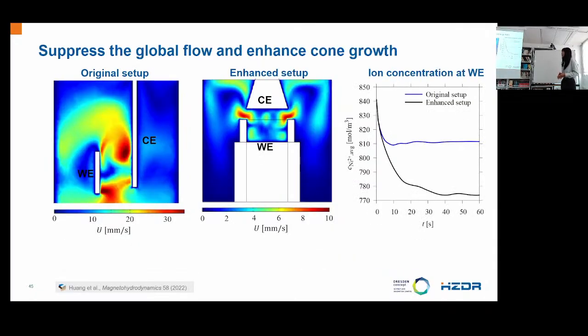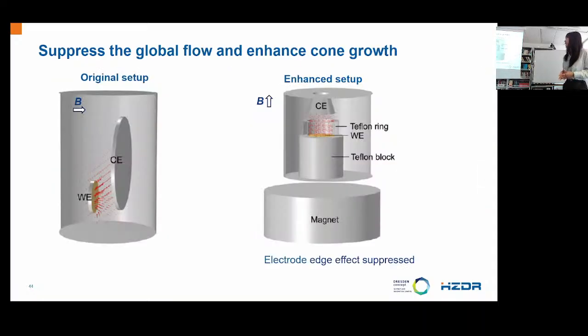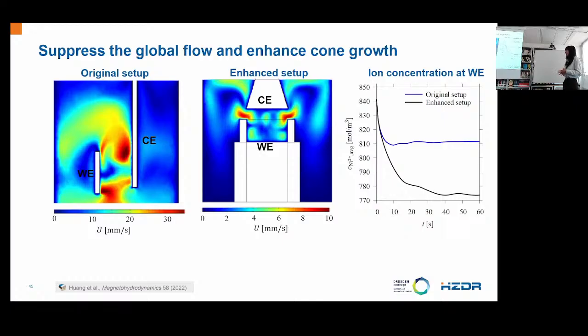Here we see the distribution of the flow pattern in a vertical plane. Compared to the left figure, the working electrode, the cathode. And here we see that in the enhanced setup around the working electrode, the flow is much weaker. So the scale bar here is different. However, it is not disappearing. This is because around the counter electrode, there's still some bending of the current density and some Lorentz force. Actually, in reality, it's quite difficult to completely suppress the global flow. But we can reduce it by proper experimental design, as shown also on the right.